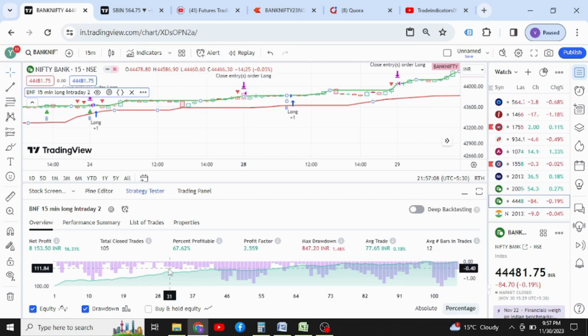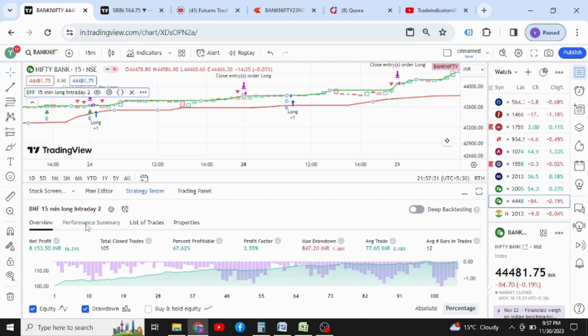So 77 into 105 will come to this. Now average bars in trades is 12. If I take 15 minutes, that is somewhere around 3 or 4 hours. That's why I'm saying sometimes the average is 12, so it's 4 hours, sometimes it takes 3 days, and sometimes it takes quick entries. In a day itself it takes 2 entries. So the average has come out that way.